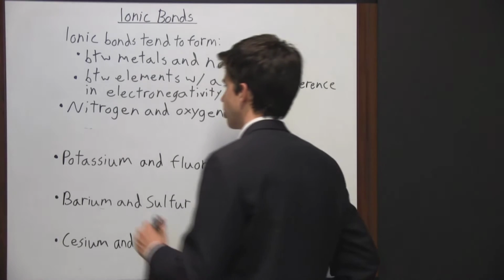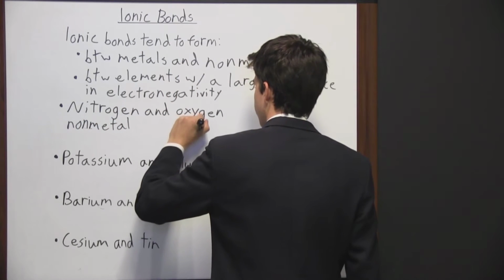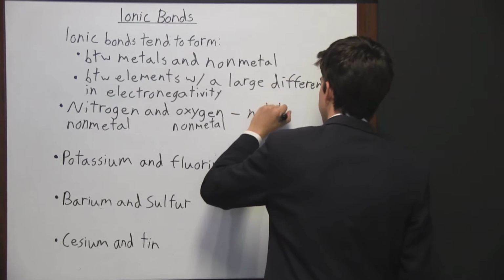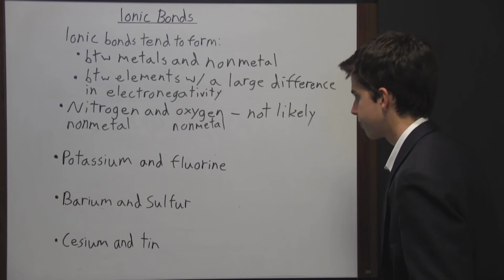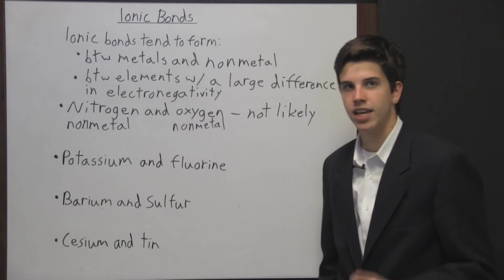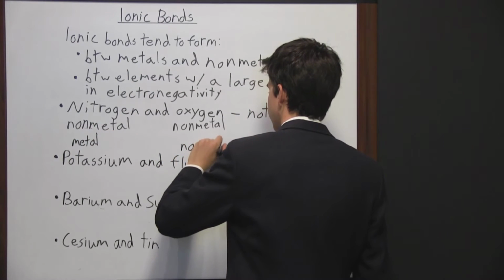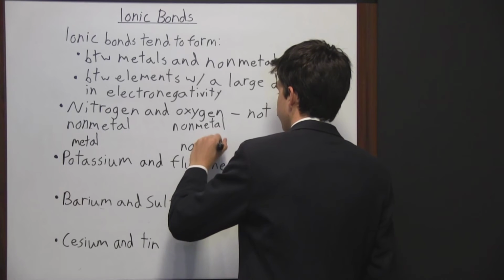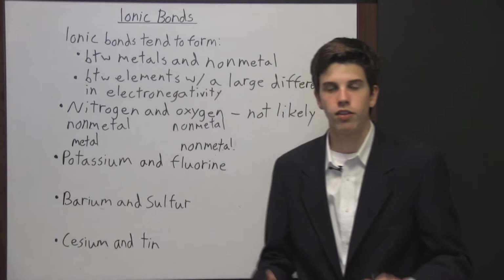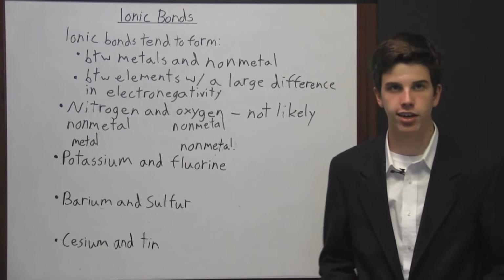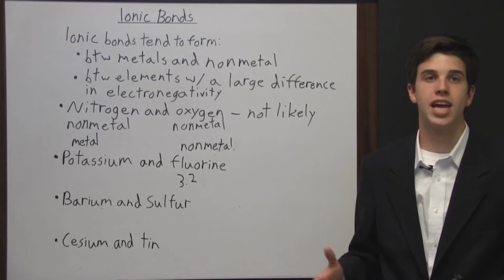So first we have nitrogen and oxygen. Now, nitrogen is a nonmetal, and then oxygen is obviously a nonmetal. So they are not likely to form ionic bonds because it is not between a metal and a nonmetal. We have two nonmetals here. Then we have potassium and fluorine, and potassium is an alkali metal, and fluorine is a nonmetal. So we've met the first criteria. We have a reaction here between a metal and a nonmetal. So we're doing good so far. And then there's a high electronegativity difference here, and it's actually 3.2, which is pretty high. So they're likely to form ionic bonds, specifically potassium chloride.